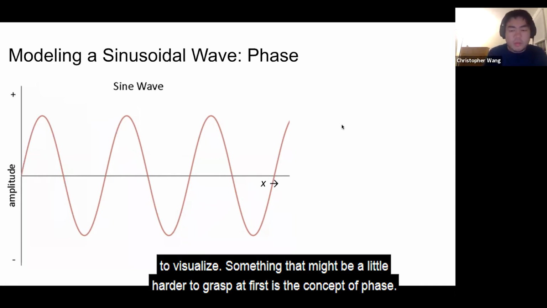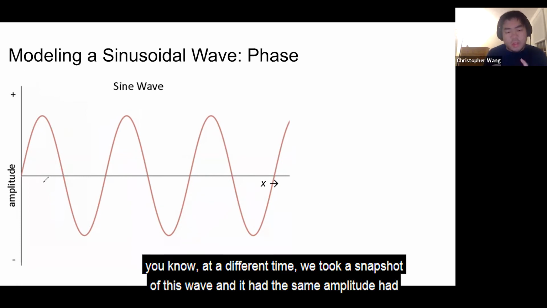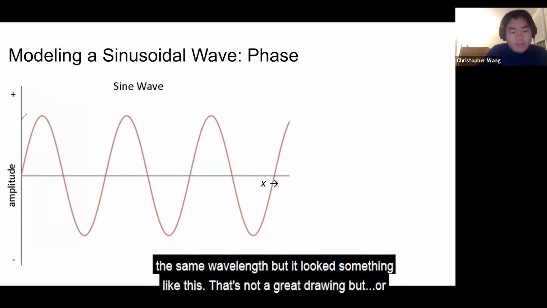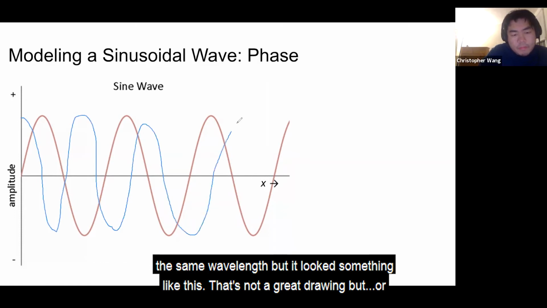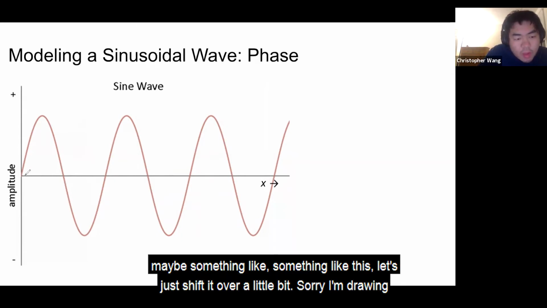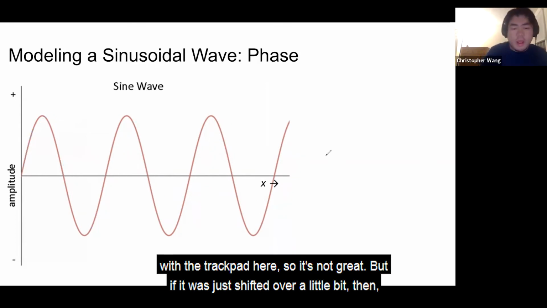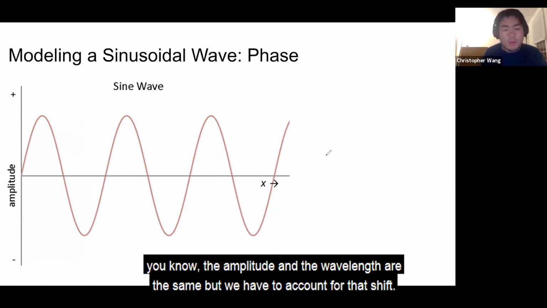Something that might be a little harder to grasp at first is the concept of phase. We have a wave that looks like this, but what if at a different time we took a snapshot of this wave and it had the same amplitude, the same wavelength, but it looked something like this? That's not a great drawing. Or maybe something like this. It was just shifted over a little bit. Sorry, I'm drawing with the trackpad here, so it's not great. But if it was just shifted over a little bit, then the amplitude and the wavelength are the same, but we have to account for that shift.